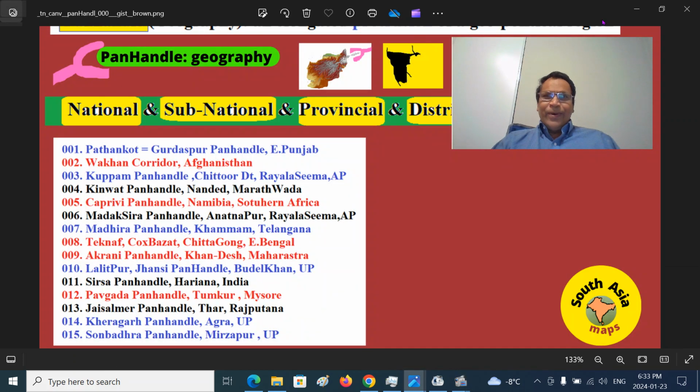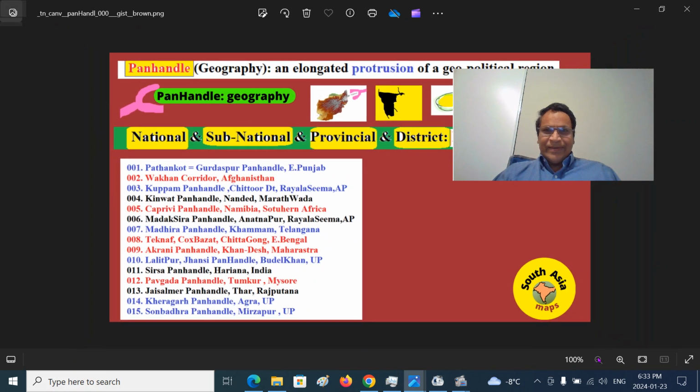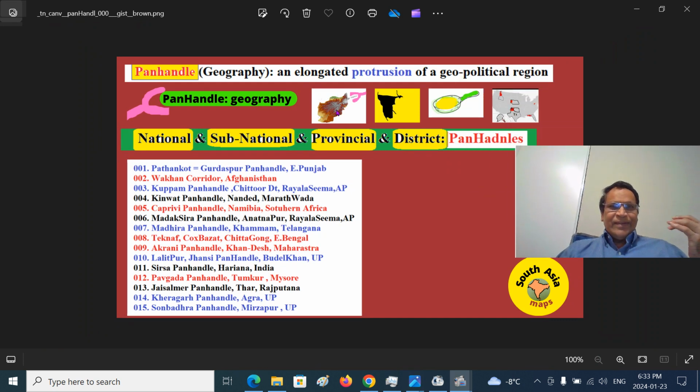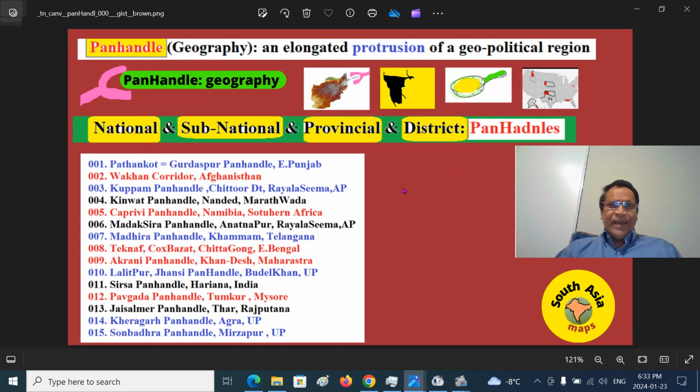And we have already covered other panhandle regions in the world as well as mostly in India. You see, this is Afghanistan, a pan. It has a handle called the Wakhan territory. This is the African country Namibia in the southern region, which has a handle called the Caprivi Strip panhandle. This is the pan, this is the handle. United States has many handles. Today, part 10, we are looking at Lalitpur Panhandle or Jhansi Panhandle of the Bundelkhand region of United Provinces, Uttar Pradesh. That is the point of discussion today.